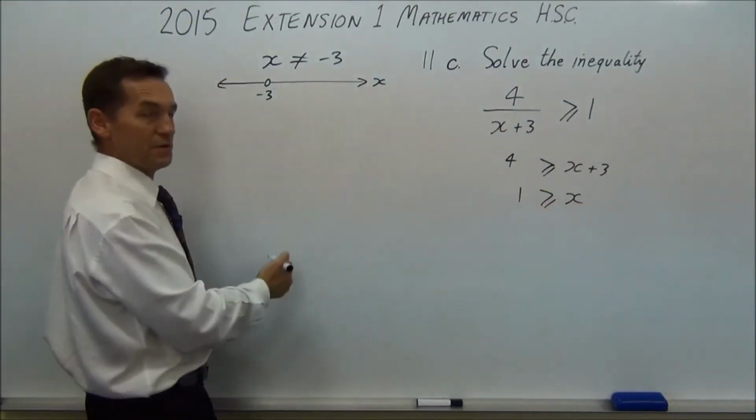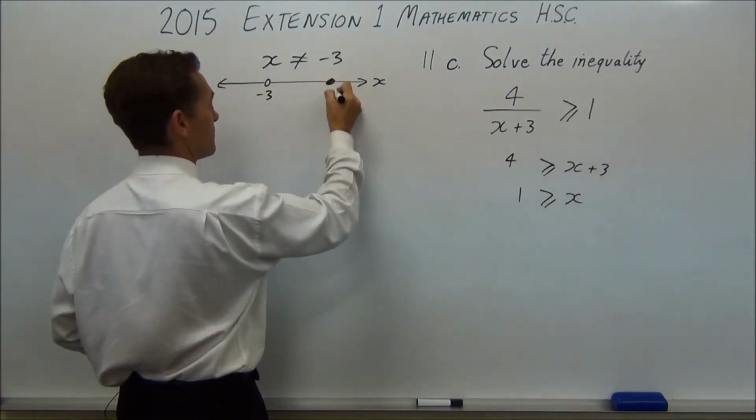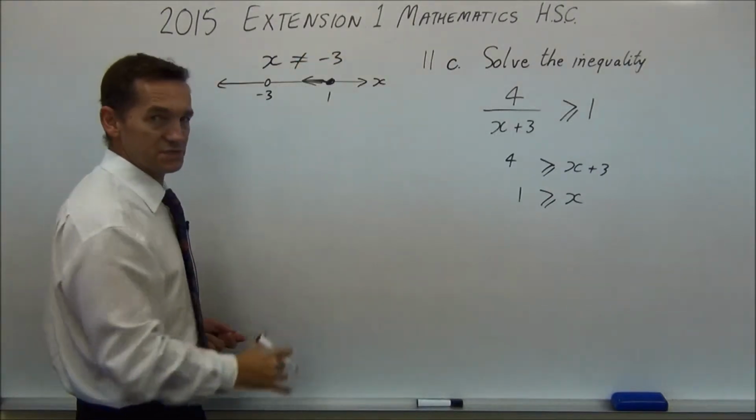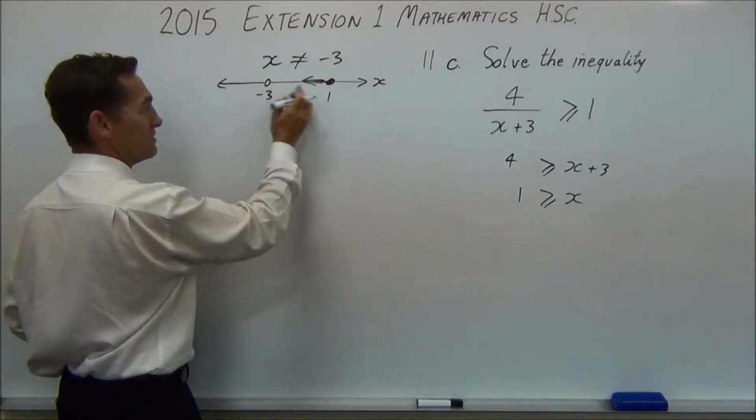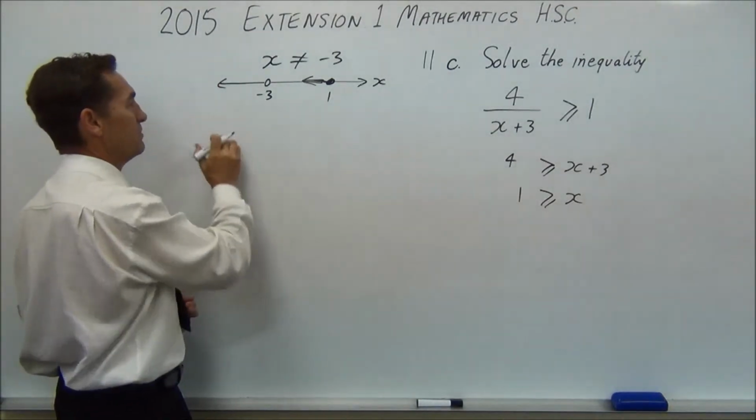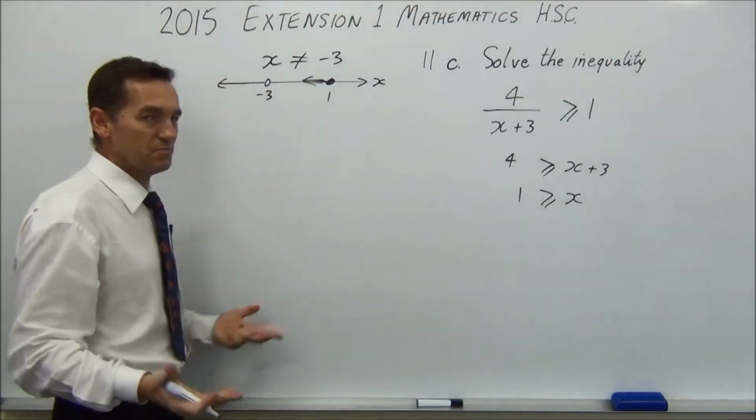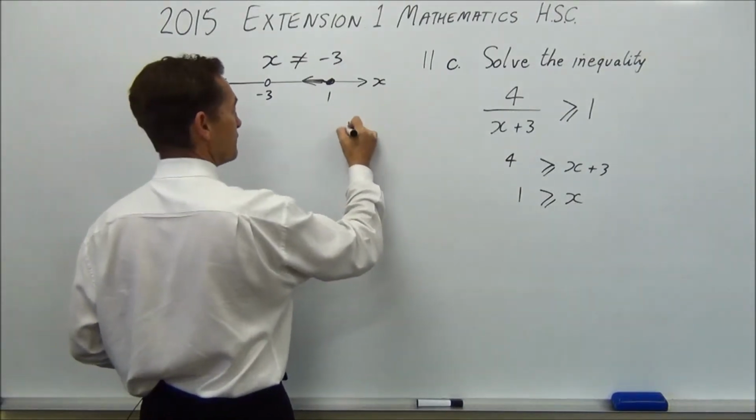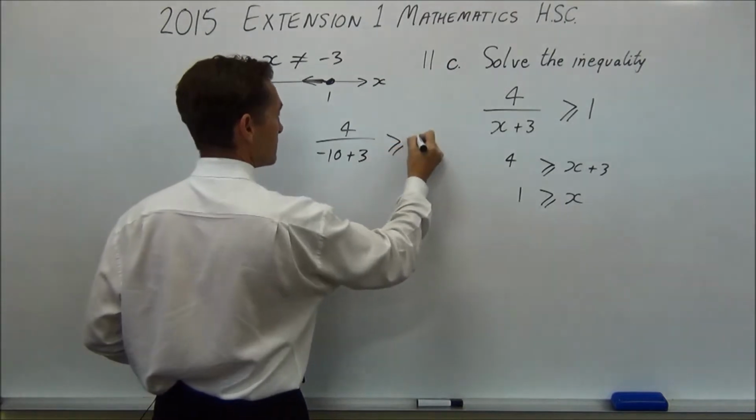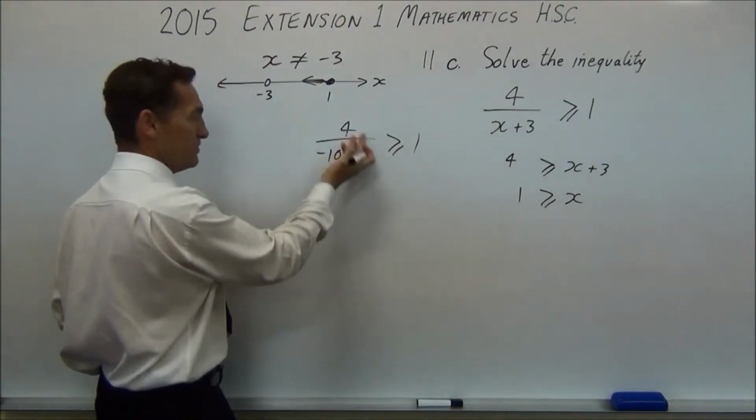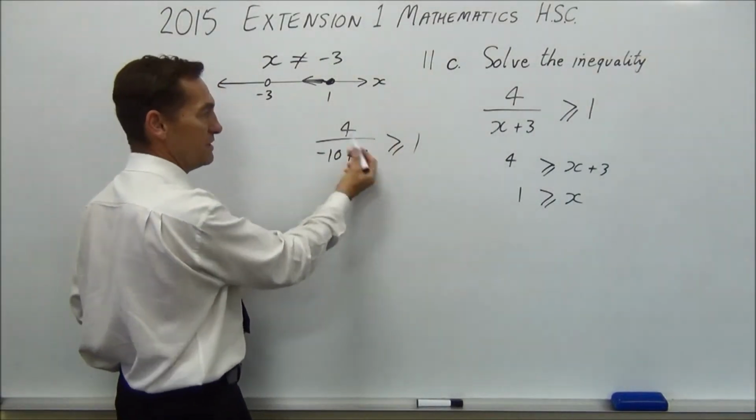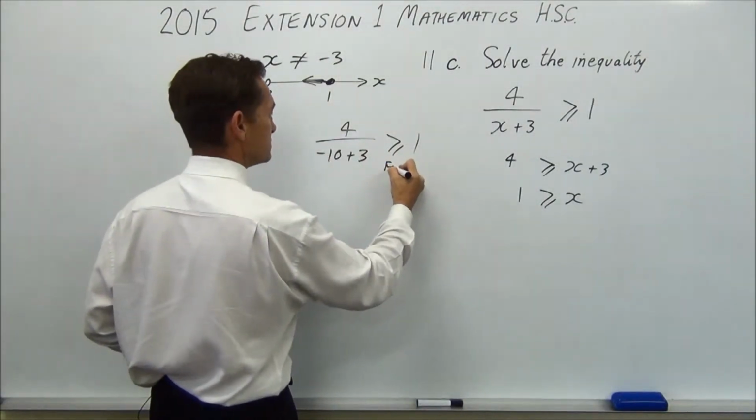So put it back on your number line. Put an arrow because you know it's that way. Now because it's extension 1, don't just rely on the fact that you've done that. Check here as well, because you never know. It could mean back here, so just pick a number. So let's pick minus 10. So we'll go 4 over minus 10 plus 3 greater than or equal to 1. Well, this is clearly not going to be greater than 1 because it's going to be negative. So this is clearly false.